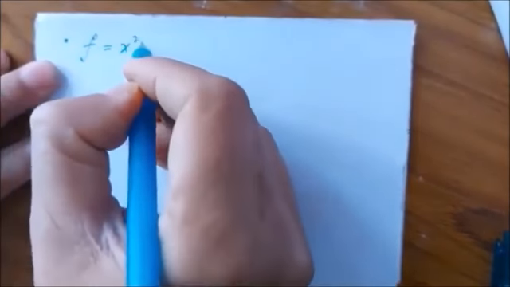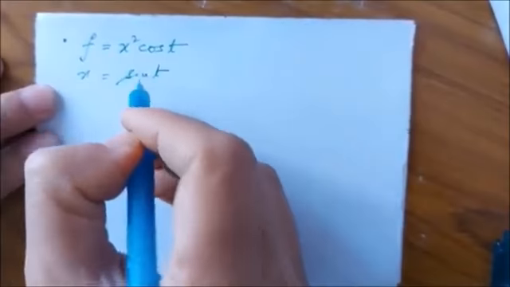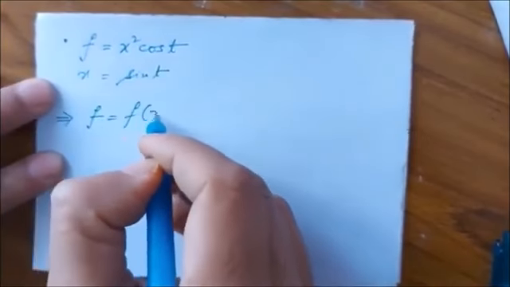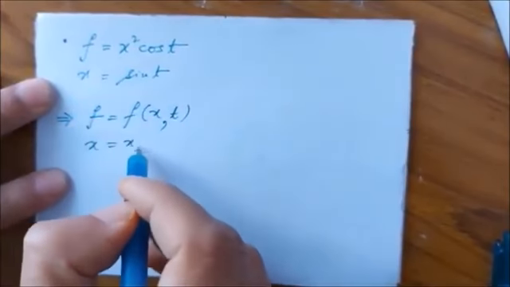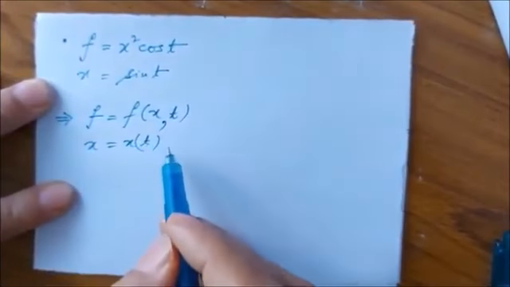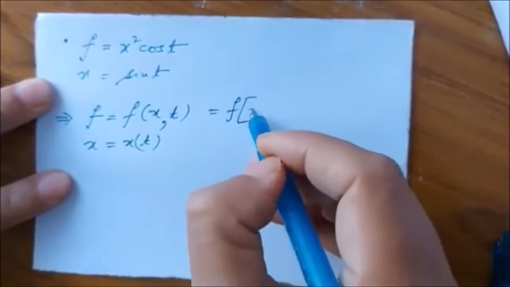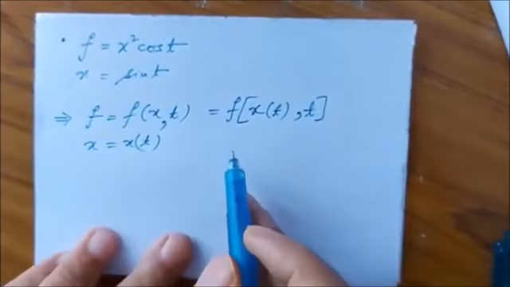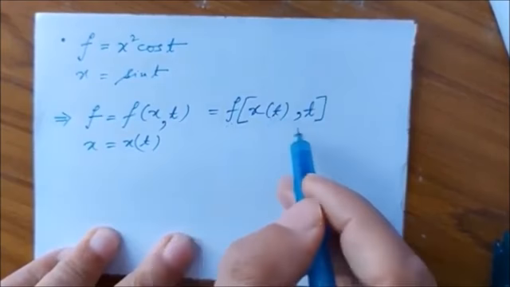Let us give another example. Suppose f is x square cos t, where x is sin t. So in this problem, f is a function of x and t, and x is a function of t, and these dependencies are direct dependence. But we note that f depends upon x and x depends upon t. So f depends upon t in two ways. One is implicit dependence, the other one is direct dependence.